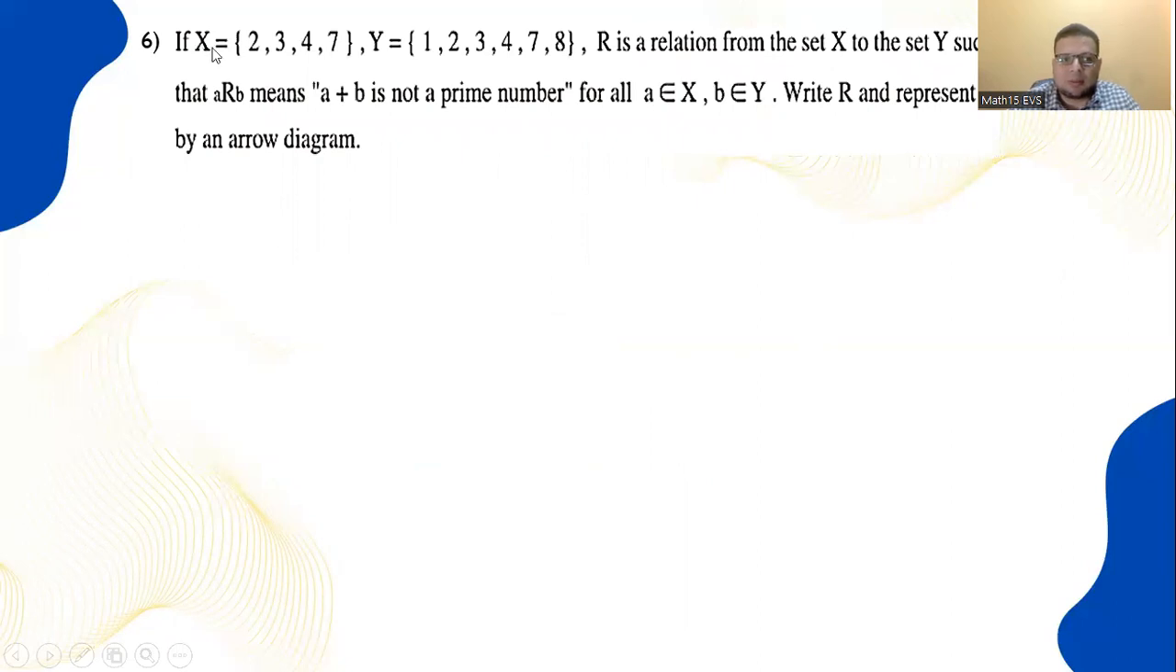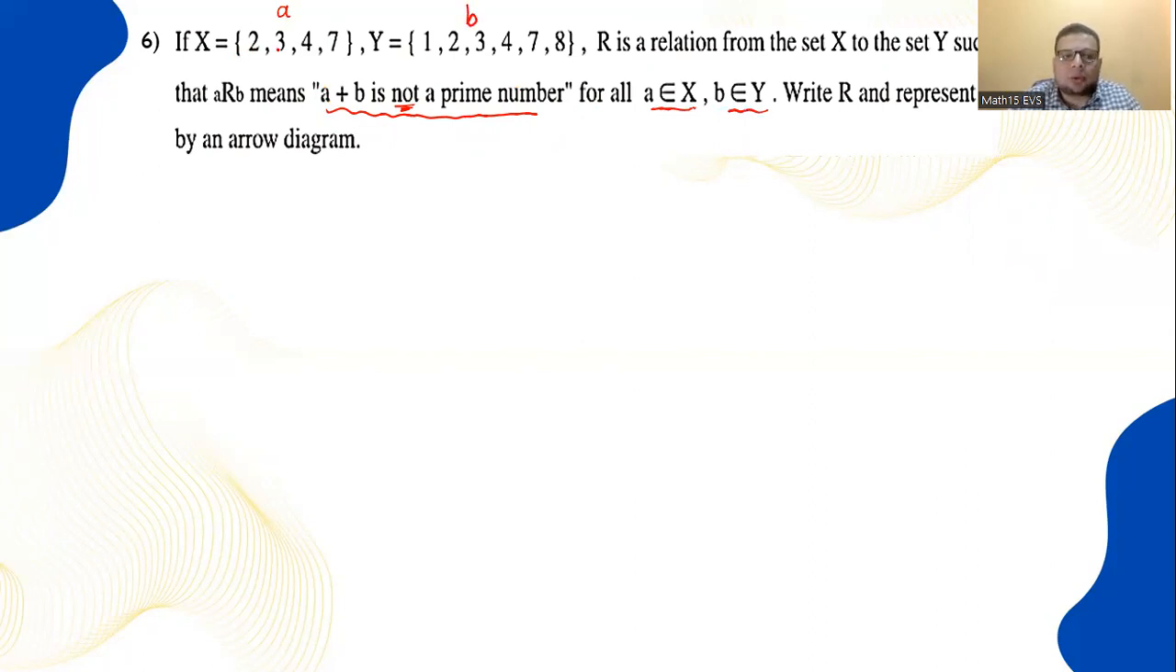Next: if x equals 2, 3, 4, 7 and y equals 1, 2, 3, 4, 7, 8, R is a relation from x to y such that (a, b) is in R means a plus b is not a prime number. This part is very, very important. I need a plus b not prime. Where is a? a is in the first set x, and b is in the second set y.